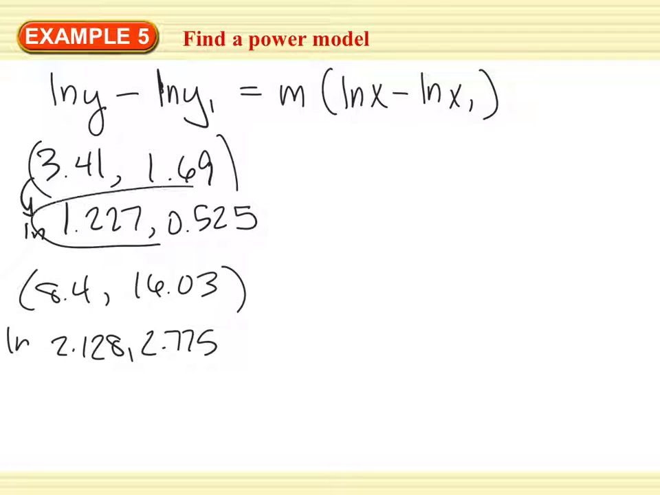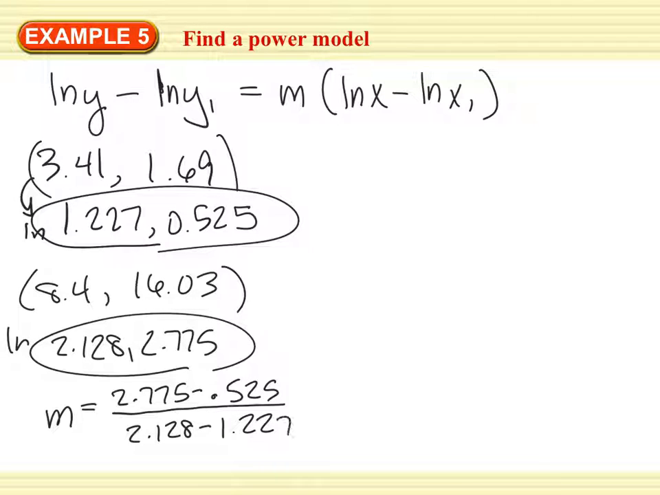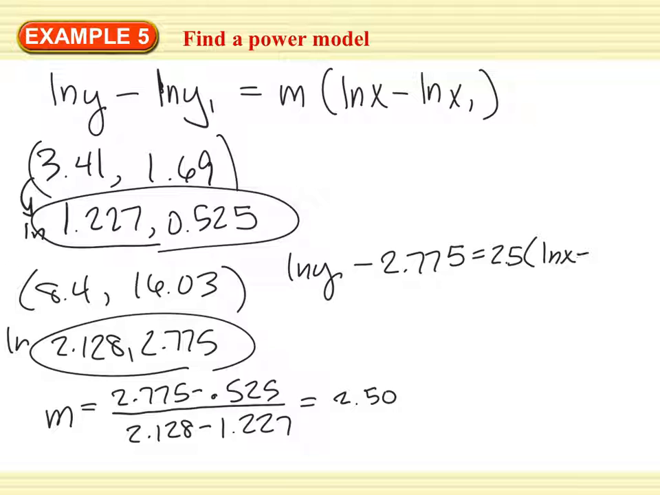So let's go ahead and use these points, and first I need to figure out my slope. So change in y, 2.775 minus 0.525 over change in x, 2.128 minus 1.227. So my slope is 2.50. Cool. All right, we have log y minus, pick one of those 2 points, 2.775, equals m log x minus 2.128.